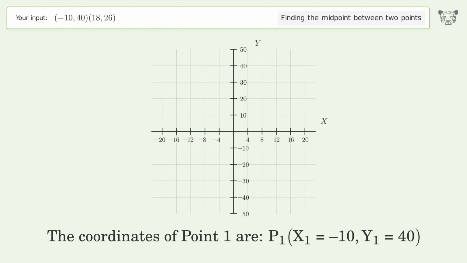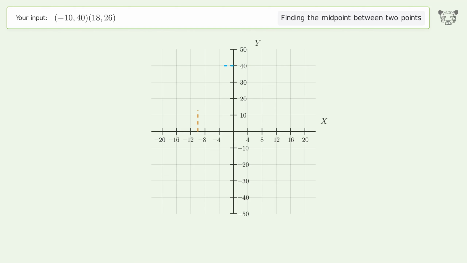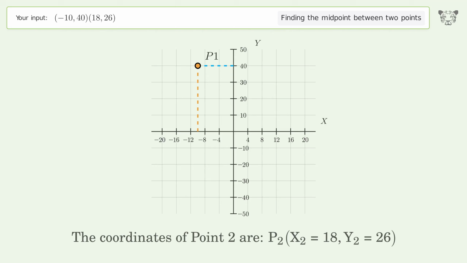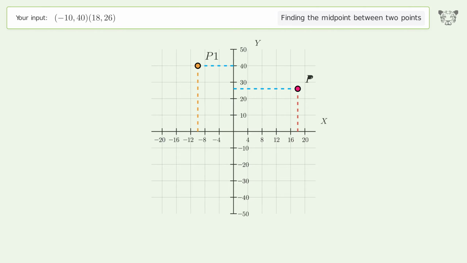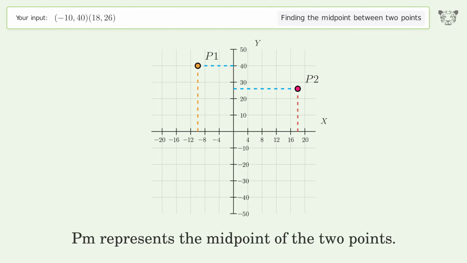The coordinates of point 1 are x1 equals -10, y1 equals 40. The coordinates of point 2 are x2 equals 18, y2 equals 26. PM represents the midpoint of the 2 points.